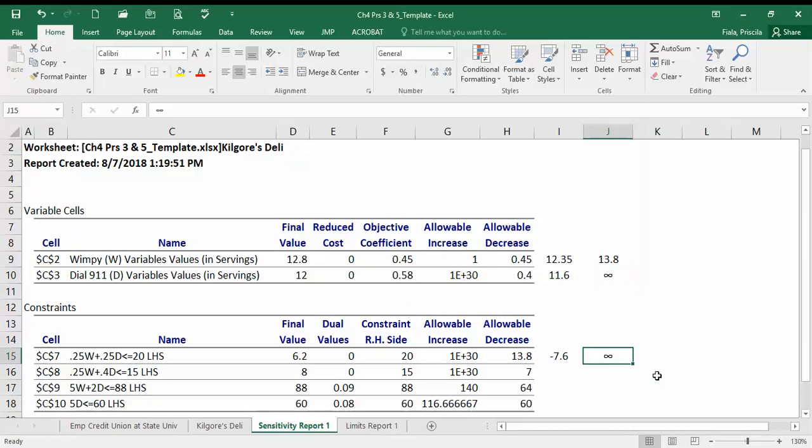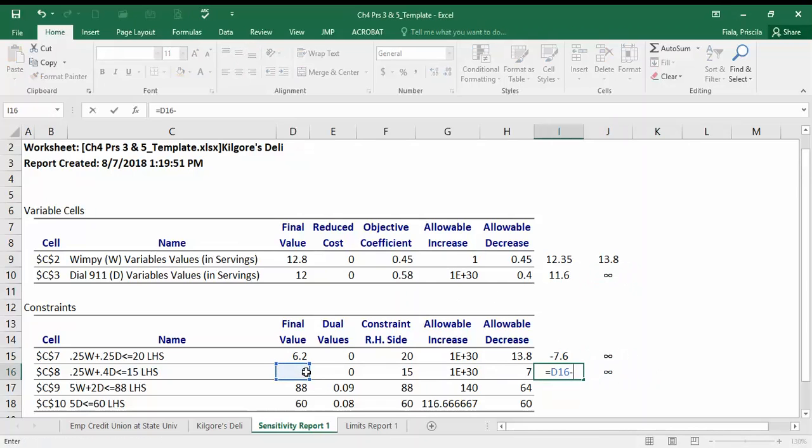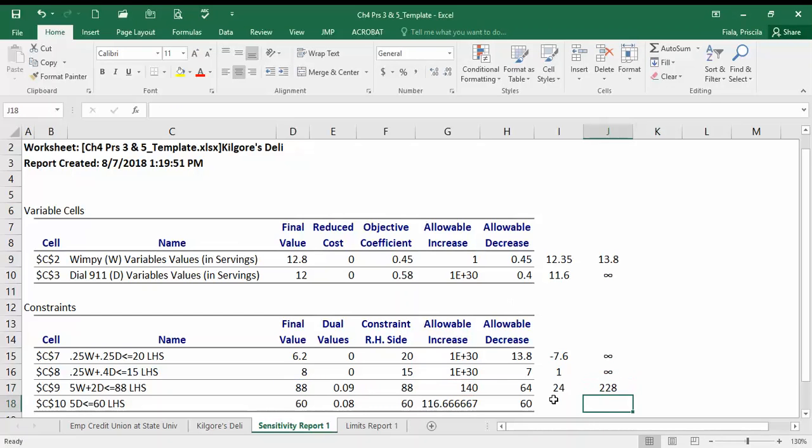Same thing is going to be for the one down here. Do you see how it's infinite? So my increase is infinite. My decrease allowable is my final value minus my allowable decrease. And then you can do that for the rest. So equals my final value minus my decrease, and then equals my final value plus my increase, and then here is equals 60 minus my decrease.